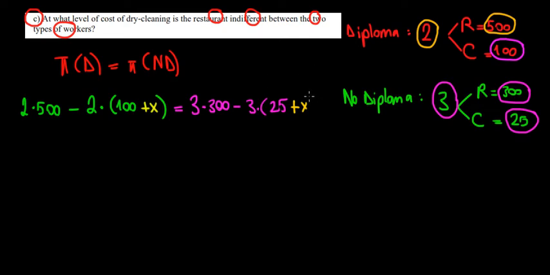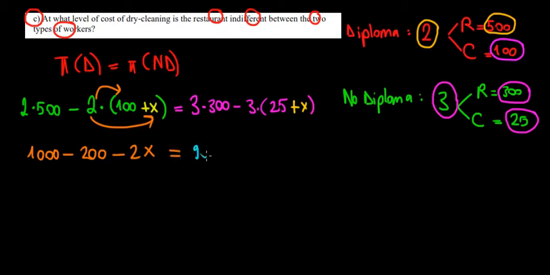We're going to solve this by opening the brackets over here. What do we have? We have 2 times 500. That's going to be 1,000 minus 2 times 100 over here. That's minus 200. And minus 2 times x, so minus 2x equals, let's see what we have on the other side. 3 times 300, that's 900. Minus 3 times 25, that's 75. And minus 3 times x, so it's minus 3x.